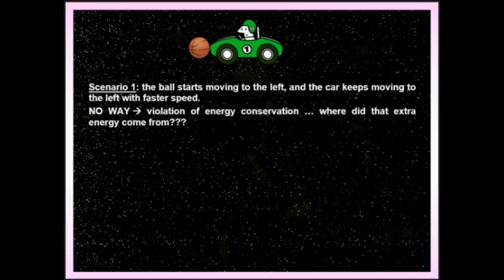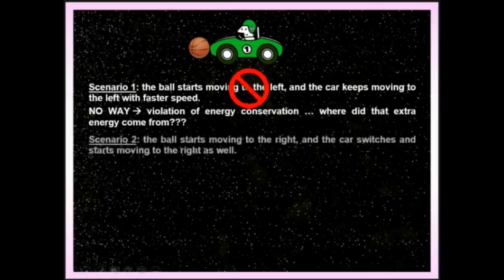Okay. Scenario number 2. What's number 2? That can't happen. Impossible. Number 2. The ball starts moving to the right, and the car also bounces and goes to the right. Is that possible? Both of them suddenly go to the right. Can that ever happen? No way. At least one object has to move where?